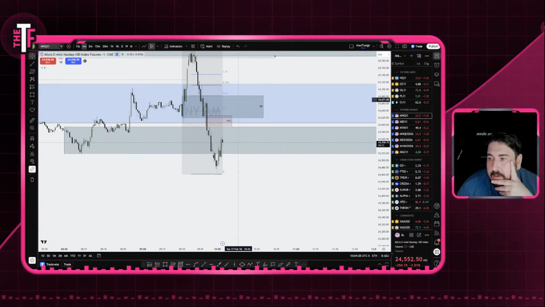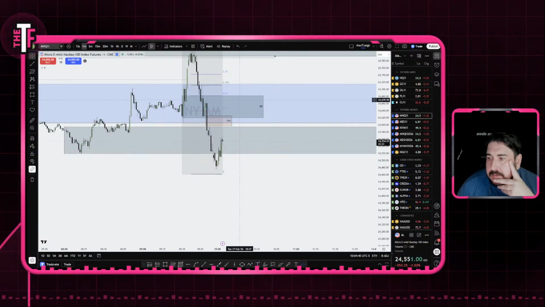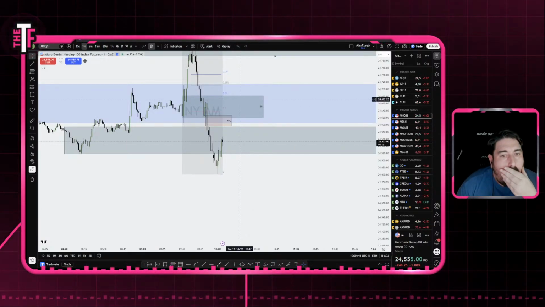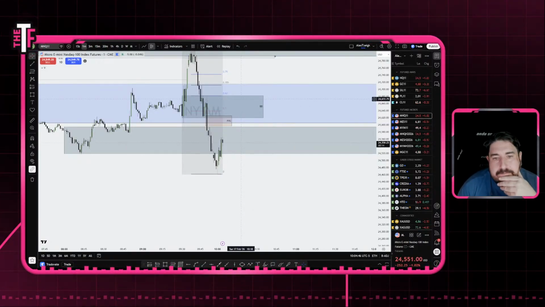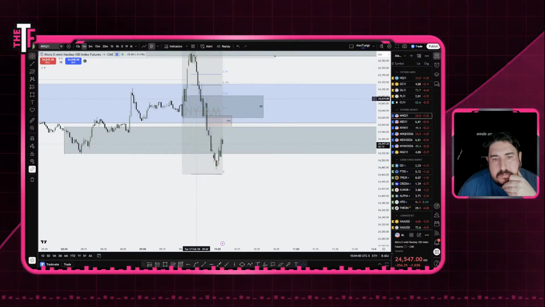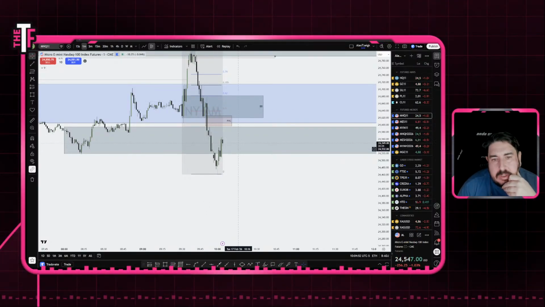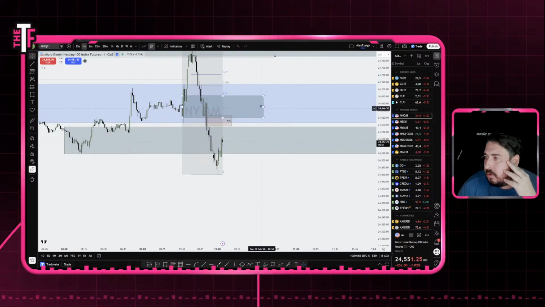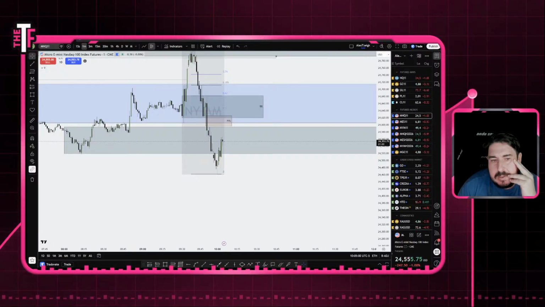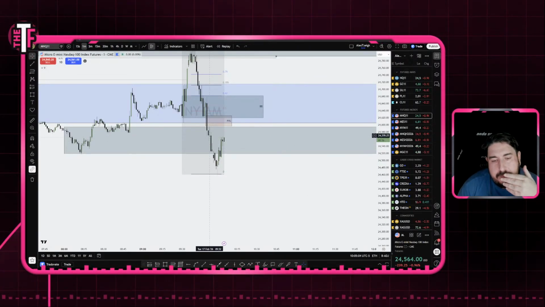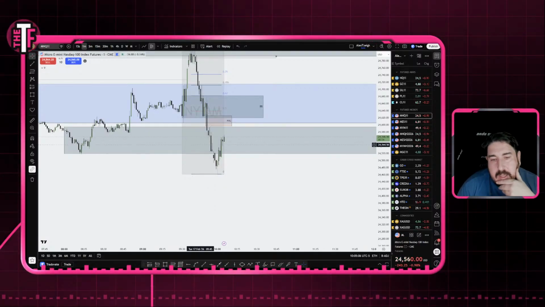I don't want to see a pullback. There is also a fair value gap inside the breaker. Where? I don't see it. I don't see over here a fair value gap. This is the fair value gap I'm looking at, and this is the breaker also. There could be your entry right now. Inside, you mean, yes, yeah, I understand.